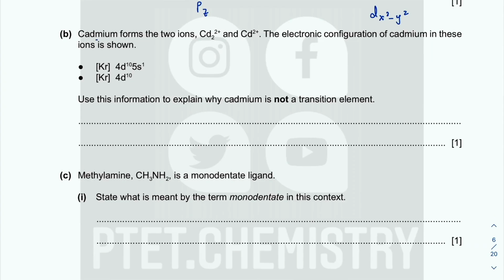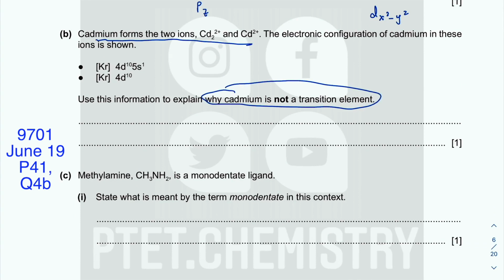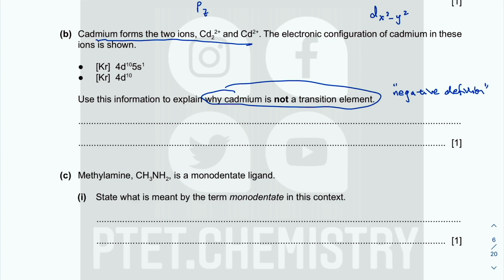Next bit, cadmium forms 2 ions. Why is cadmium not a transition element? This is what we call a negative definition. So you need to start off by thinking what is the definition of a transition element. A transition element is defined as one that can form one or more ions that have an incompletely filled d subshell, right? Cadmium forms 2 ions, both of which have the d orbitals completely filled.